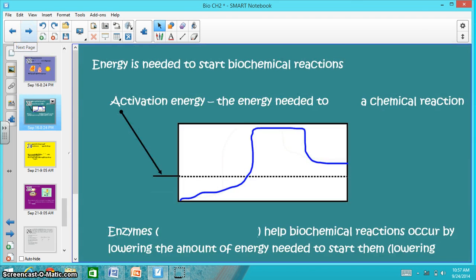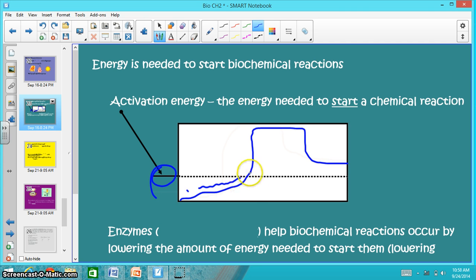In order for these chemical reactions to occur, you need energy to get them started. The energy that is needed to begin or start a chemical reaction is referred to as the activation energy. And the activation energy is represented by that little dashed line that goes across the graph there. There's energy there, we're fine, nothing's happening until there's enough energy for the chemical reaction to take place. Once we hit that activation energy, the chemical reaction occurs, and then we lose some of that energy.